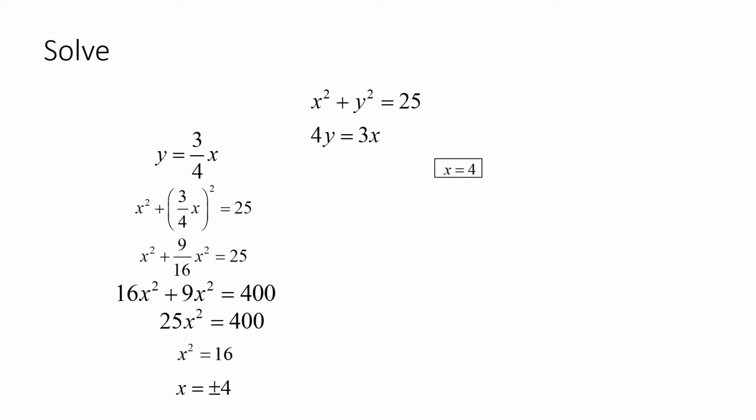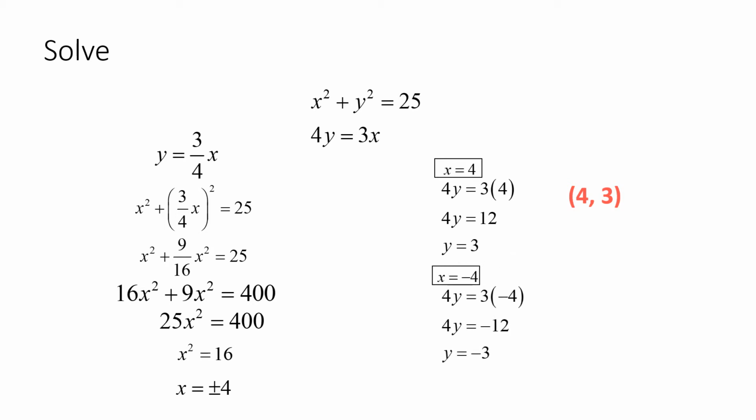Our x will be 4, so the y will be 3. Our x will be negative 4, so the y will be negative 3. Our ordered pairs for this equation will be (4, 3) and (negative 4, negative 3). So the solution set is the set of ordered pairs (4, 3) and (negative 4, negative 3).